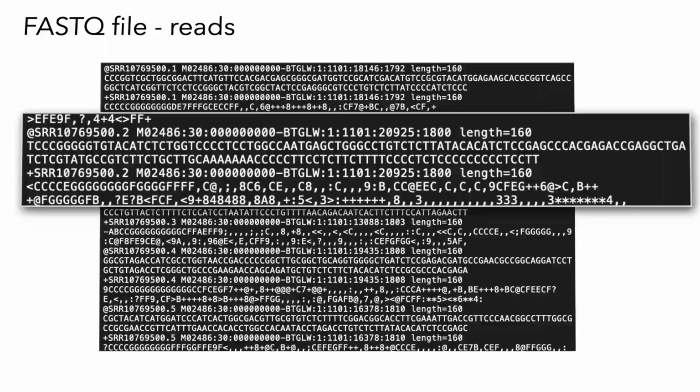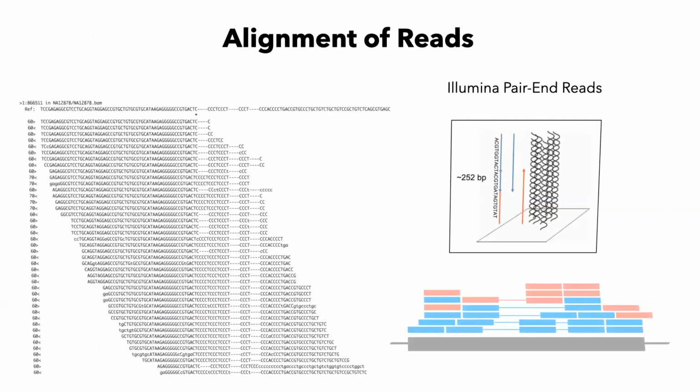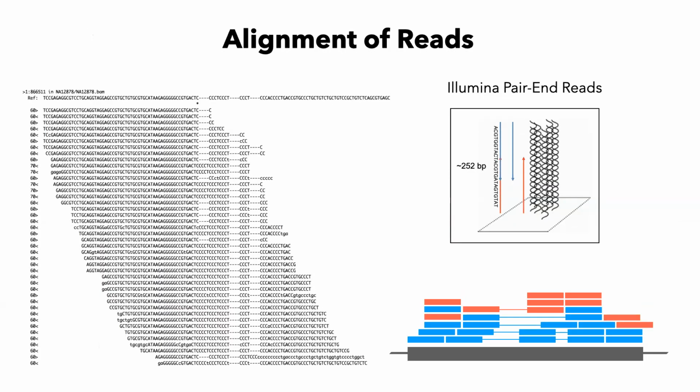Now, what is alignment, right? Those reads, let's say 160 base pairs long, have to be aligned to some reference genome. And so when we do that alignment, we use another file format to store the alignment results, which is a BAM or a SAM file.